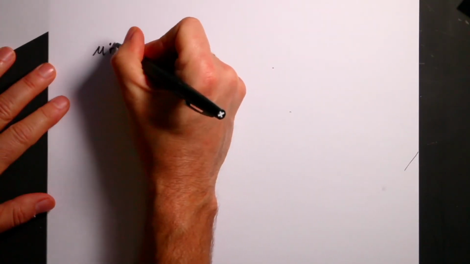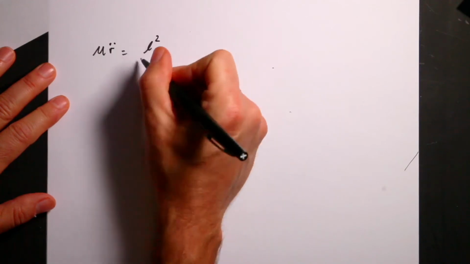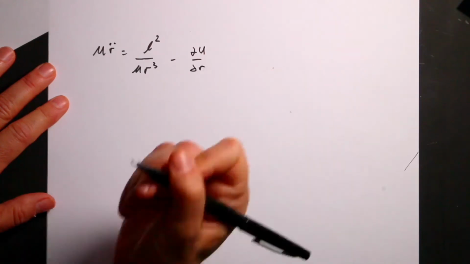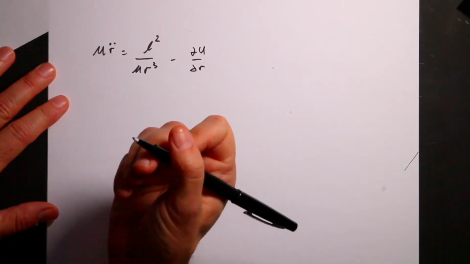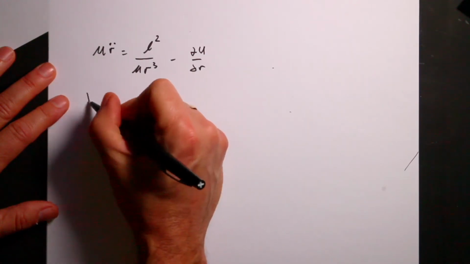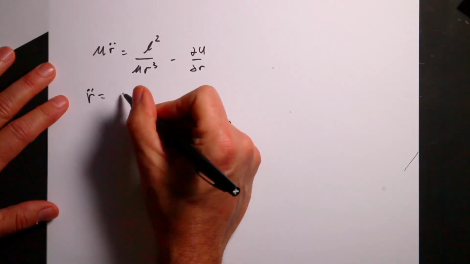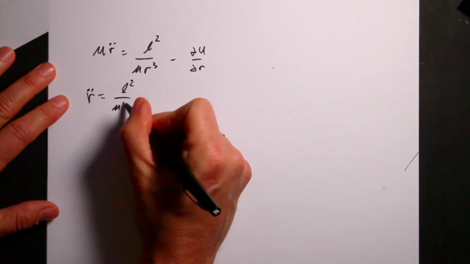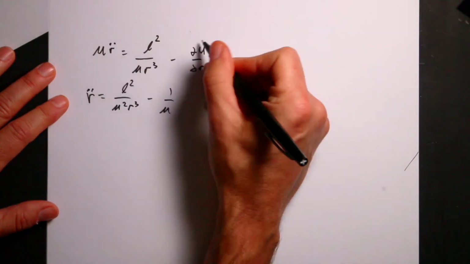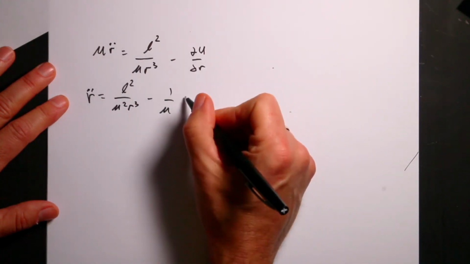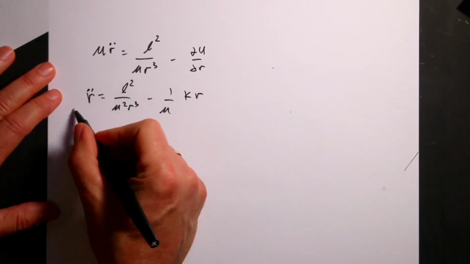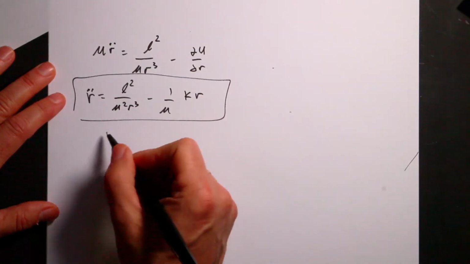Mu r double dot equals L squared over mu r cubed minus the partial of u with respect to r. This is the same as saying the effective potential, right? It's just that I took the derivative of that potential. So now if I solve for r double dot, I get L squared over mu squared r cubed minus 1 over mu times the partial of u with respect to r, which is going to be k r. That's that spring force. Okay, so there's my differential equation, which changes with r.